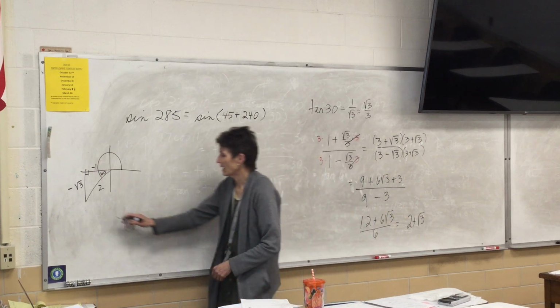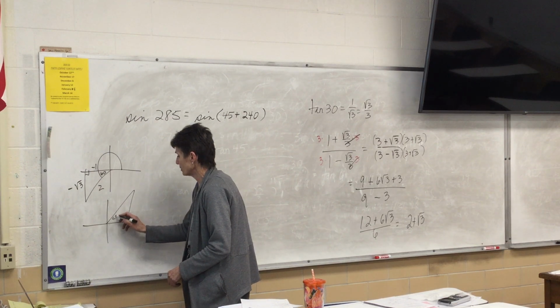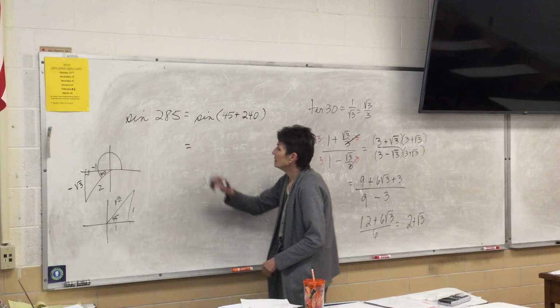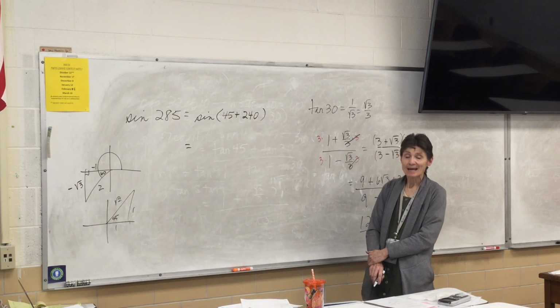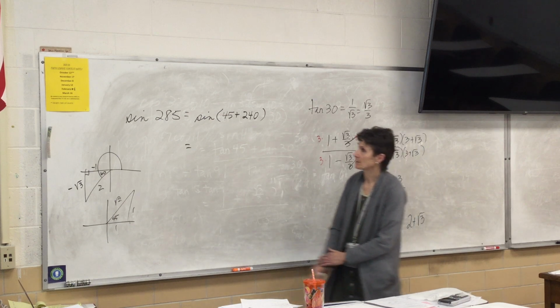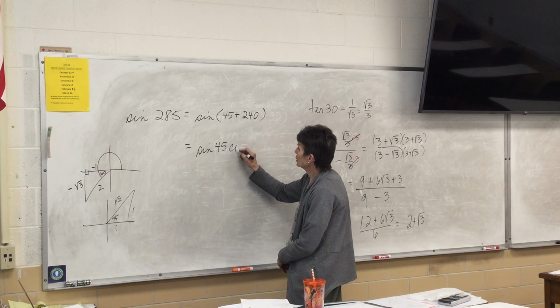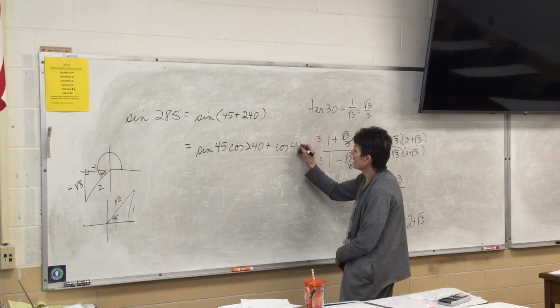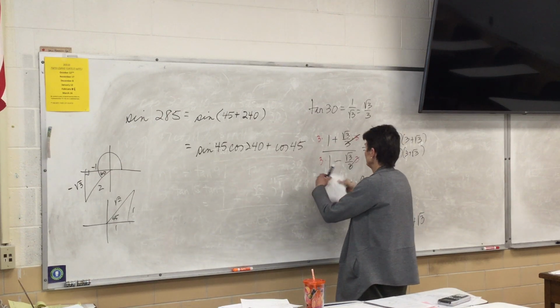Okay, and my 45, I'll go ahead and draw my 45 again. I already drew it once. Okay, so here we go. The formula for the sine of an angle plus an angle is sine of the first, cosine of the second, plus cosine of the first, sine of the second.